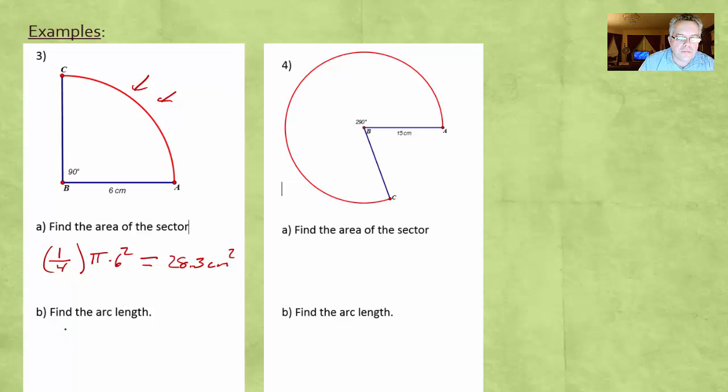Okay, let's find the length of this arc. It's a quarter of the circumference. 1/4 times the total circumference. 2 times pi times 6. If you do that, you get 9.4 centimeters.